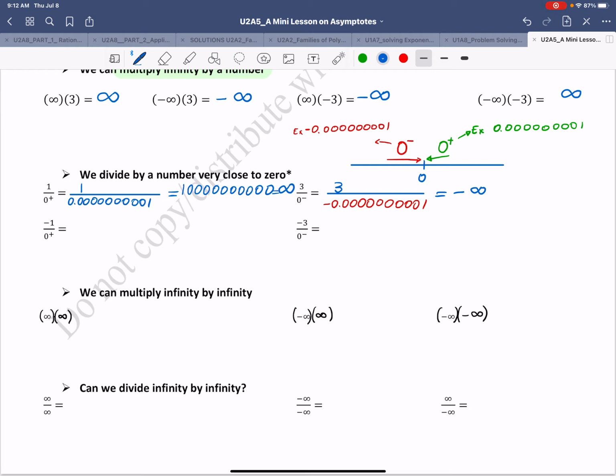The same idea applies to the rest of the exercises. So you see that we have a minus and a plus. That means that the answer will be negative. We have a number divided by 0 plus, negative infinity. Negative 3 divided by 0 minus, we have division of 2 negative numbers. So that will give us a positive. And a number divided by very close to 0 would be infinity.